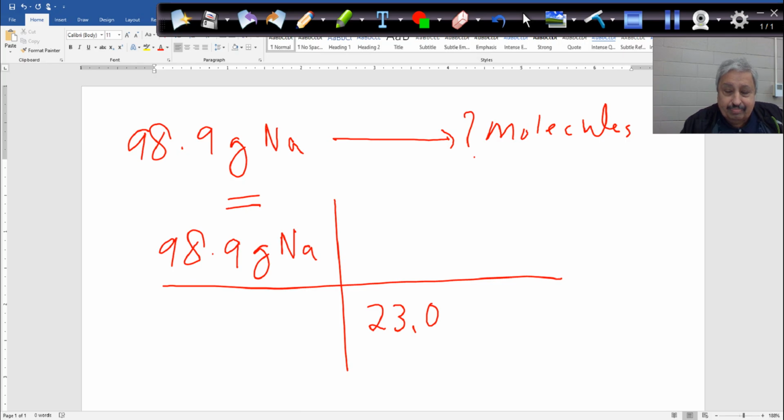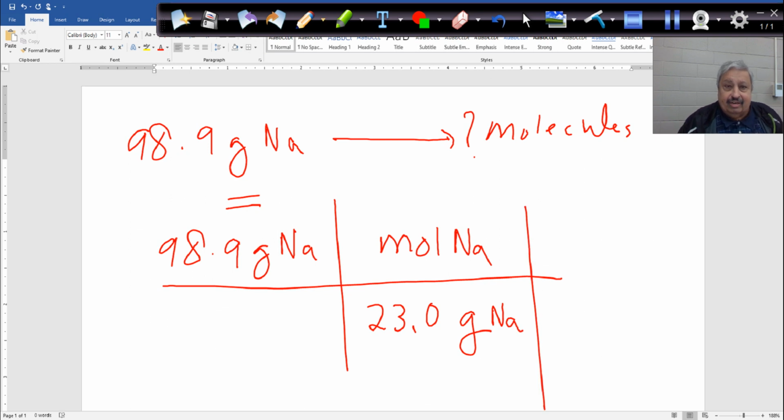23.0 atomic mass always ends up with grams. 23 grams per 1 mole of sodium, correct? This way I got rid of the grams of sodium, and I have moles of sodium, correct? Now, that's the first step. First step: you divide by the molar mass. The molar mass is this number here. You divide by the molar mass.